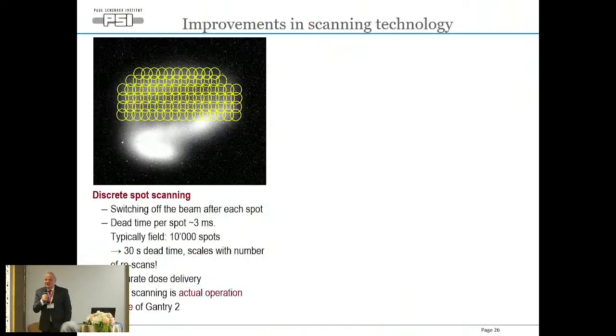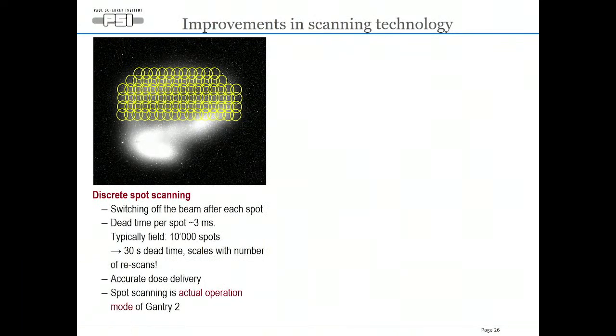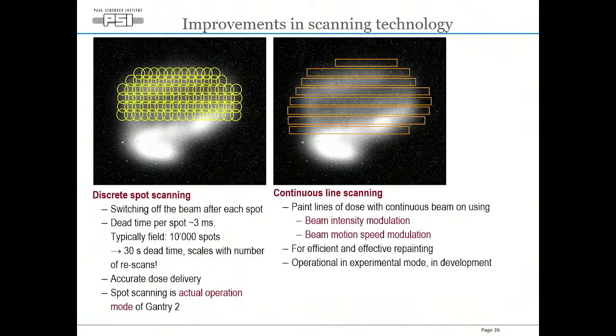Some words on the technology of the scanning. This is what was our goal for gantry 2. So we have this discrete spot scanning that I described in this animation earlier in my talk, where you go spot by spot, like in an old TV picture, compose the three-dimensional volume. But what gantry 2 can do is what we call line scanning. You move along the tumor, but you do not stop. You continuously move along the contour of the tumor. And this is a gain in speed.